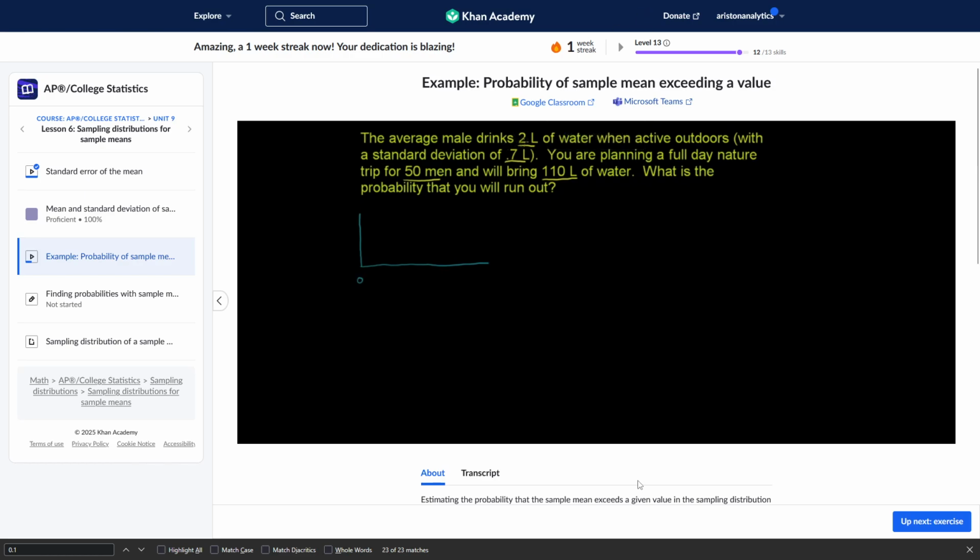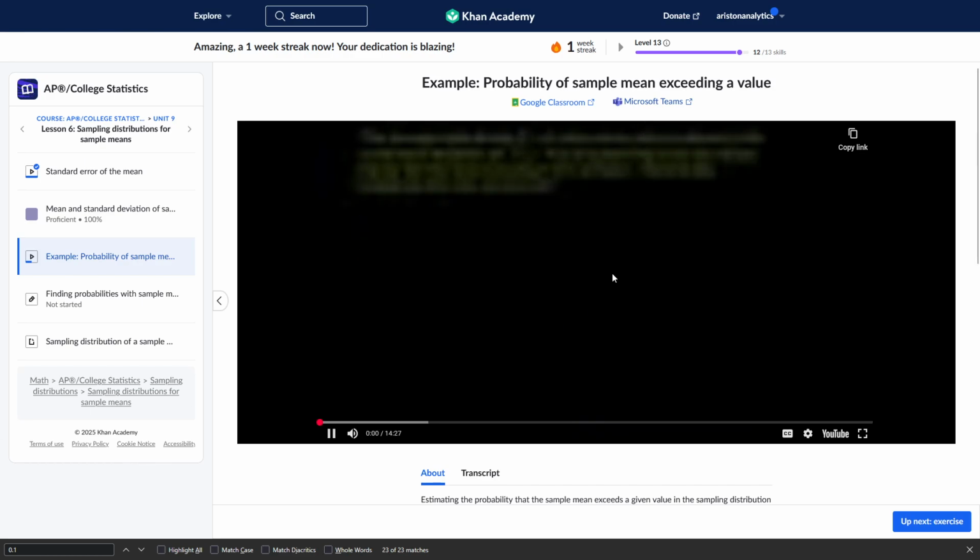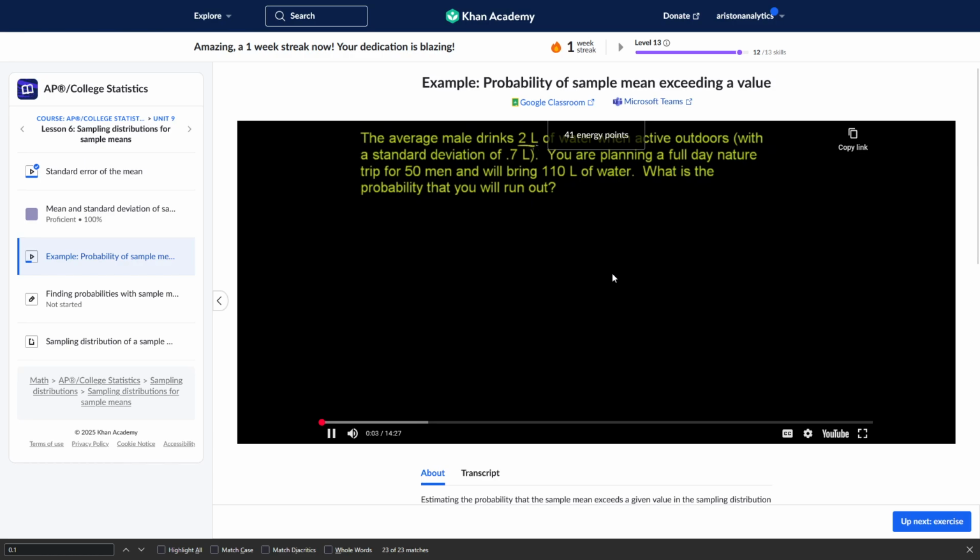The average male, so the mean of the amount of water a man needs when active outdoors, is 2. The average male drinks 2 liters of water when active outdoors, with a standard deviation of 0.7 liters. You are planning a full day nature trip for 50 men, and will bring 110 liters of water. What is the probability that you will run out of water? So let's think about what's happening here. There's some distribution of how many liters the average man needs when they're active outdoors. And let me just draw an example. It might look something like this.